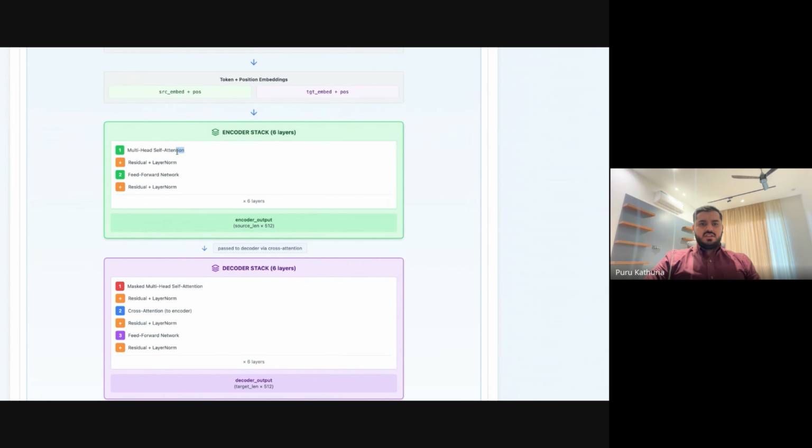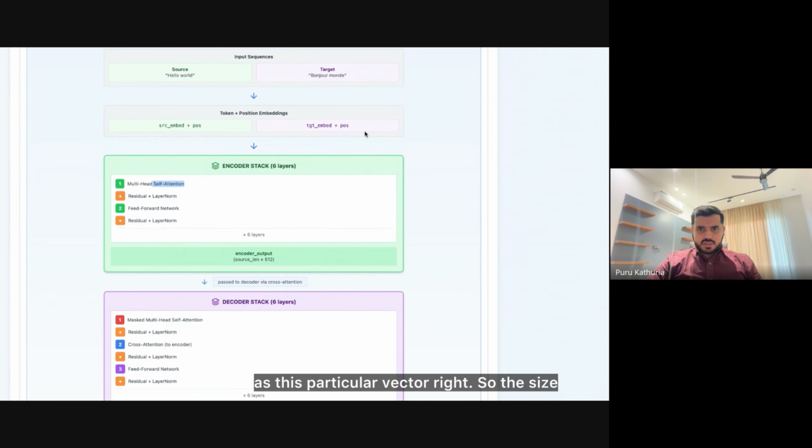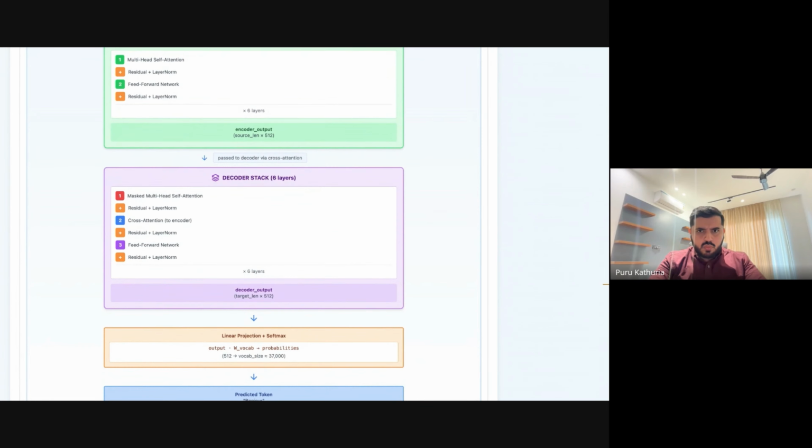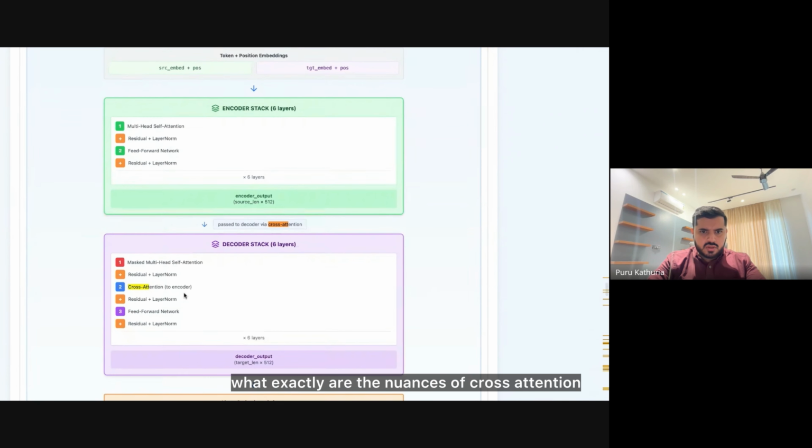What about self-attention? It takes its input as this particular vector, right? So the size of cross-attention and self-attention might be the same, but the source is completely different, right? So this is the main idea. So the query is coming from the decoder. Let me just show you what exactly the nuances of cross attention are.